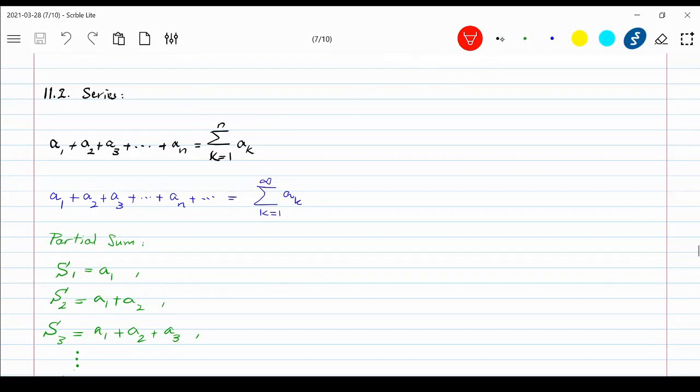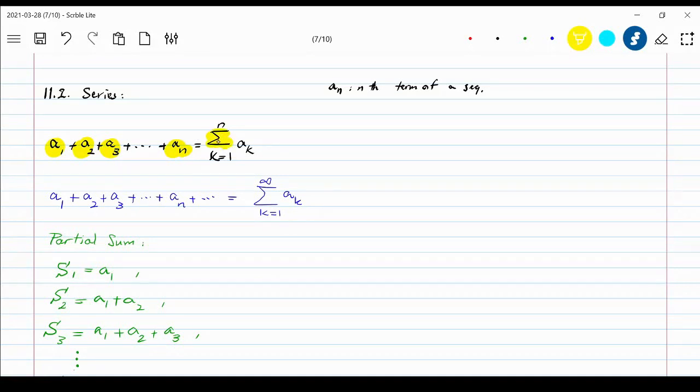So, last time we talked about sequences, and we said that a_n represented the nth term of a sequence, assuming that the sequence starts from a_1. And if you add up the terms of the sequence, starting from a_1 and adding up to the nth term, that creates a finite series. You can write this in a shorter way, a_1 plus a_2 plus a_3 up to the nth term. You can write this in a shorter way and write it as a summation.